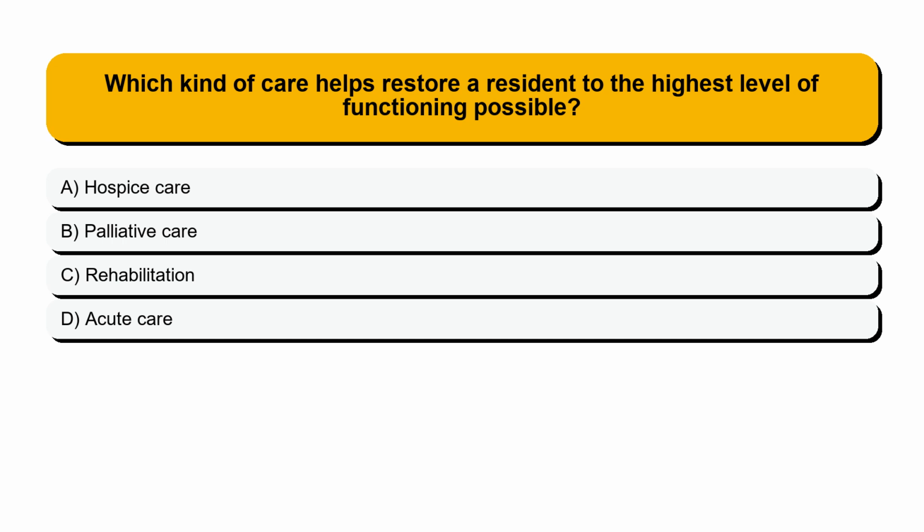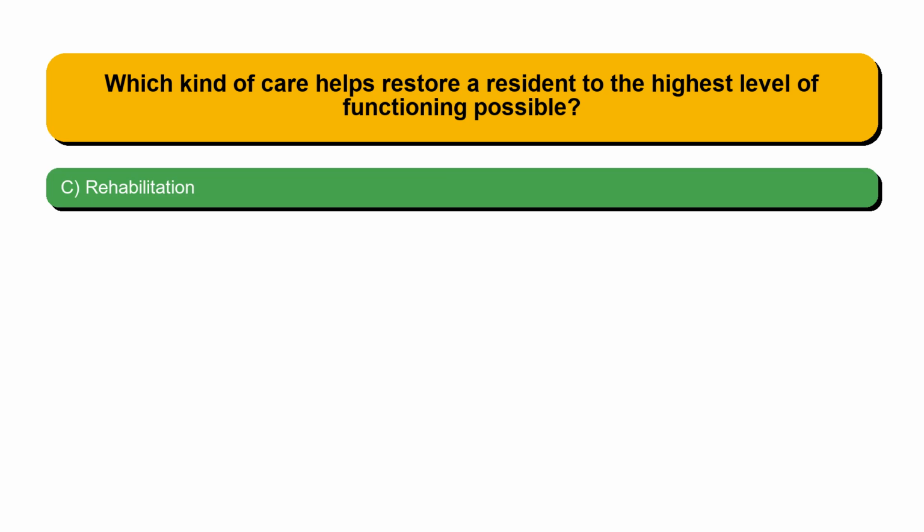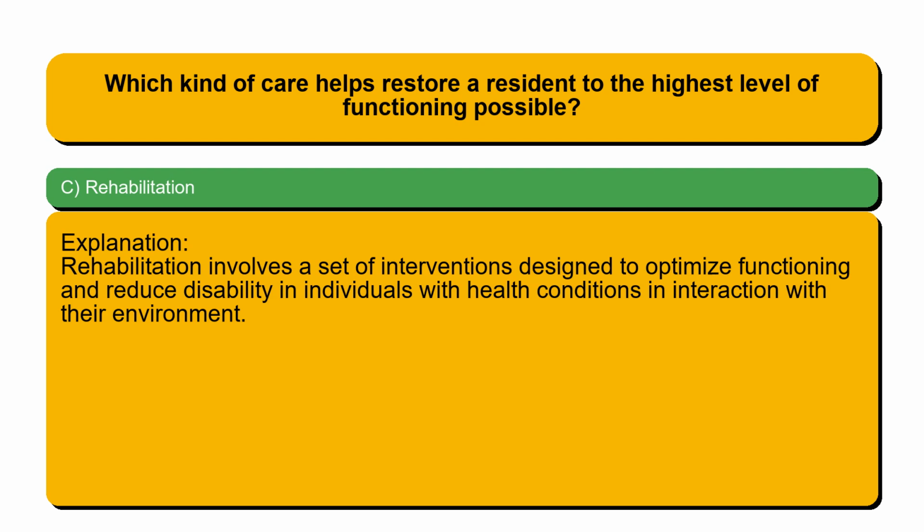Option C, rehabilitation. Option D, acute care. The correct answer is option C, rehabilitation. Rehabilitation involves a set of interventions designed to optimize functioning and reduce disability in individuals with health conditions and interaction with their environment.